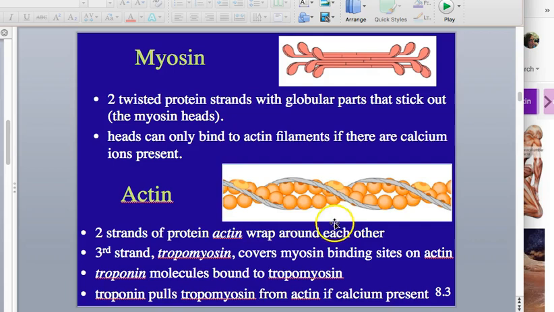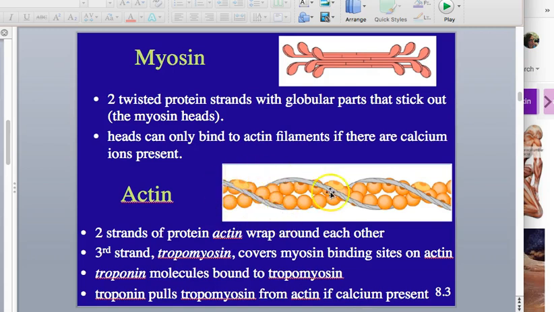Okay, so we have myosin. It looks like a bunch of golf clubs. They have these heads that reach out, and they're called globular parts, very fancy, that stick out. The myosin heads only bind to actin if there's calcium present. We're going to see why that is soon. Actin itself is a twisted helix, and around that we have tropomyosin covering these binding active sites on actin.